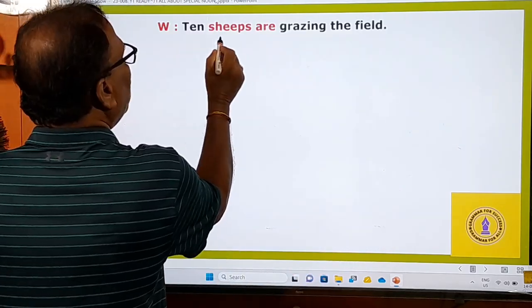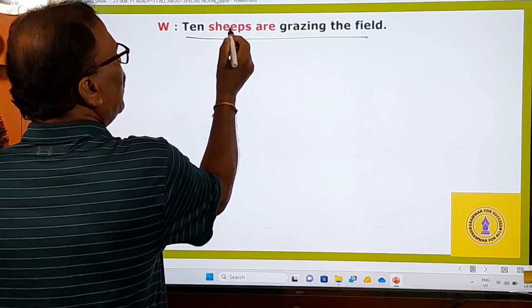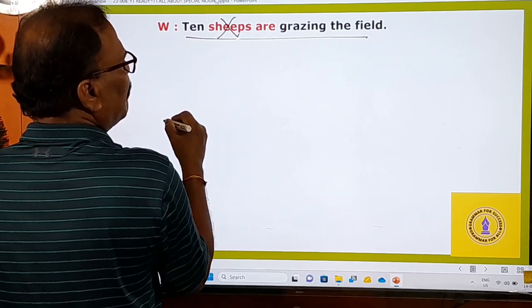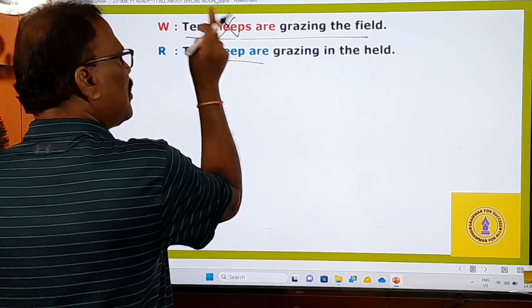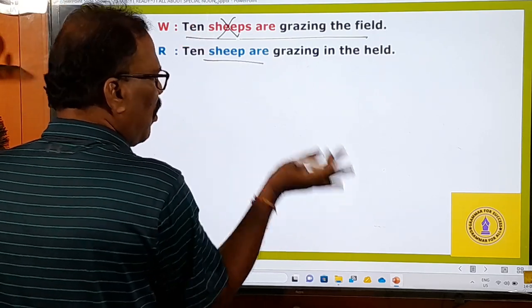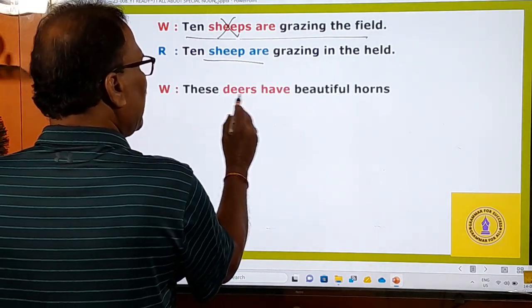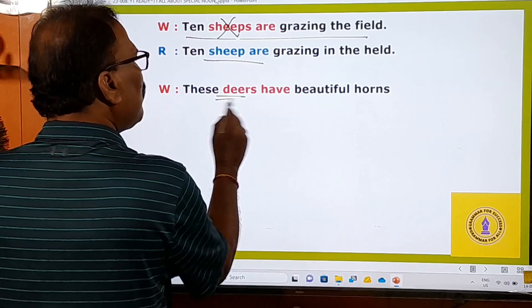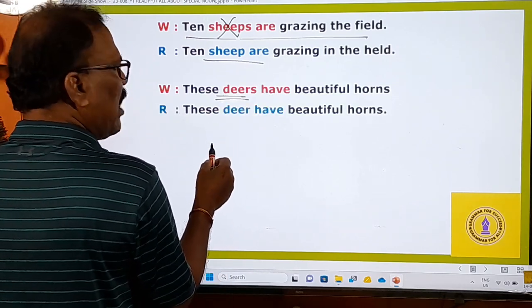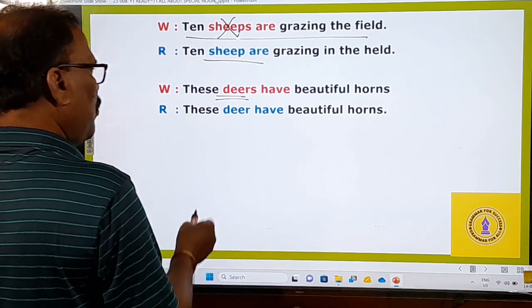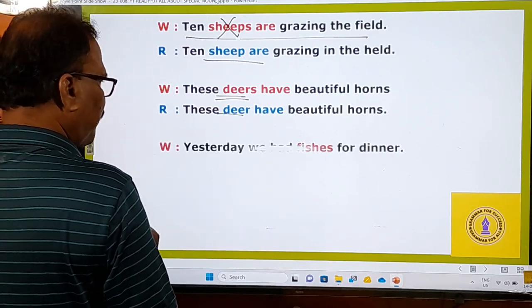That's it. 10 sheep are grazing in the field. If you know the rule, you can easily say sheep is a wrong word. Then you have to say 10 sheep are, because if there is one sheep, you call it sheep. If there are many sheep, you call it sheep. That's all. And then come these deers have beautiful horns. People generally make this mistake. But you are a person who has learnt all these grammar rules, and you don't say like this. You say these deer have beautiful horns.